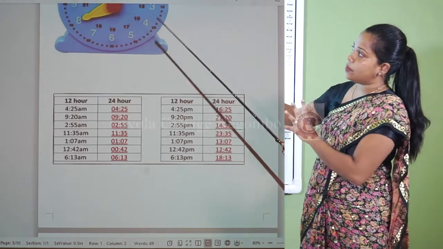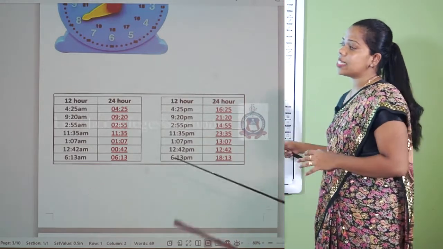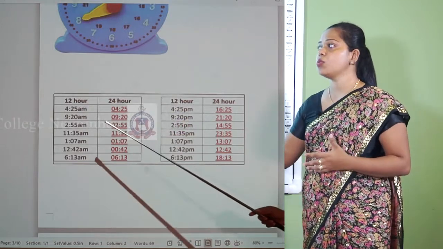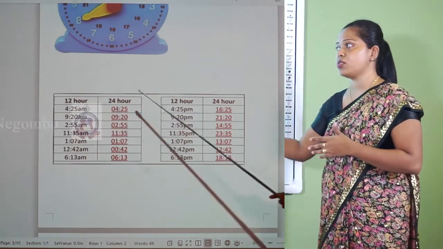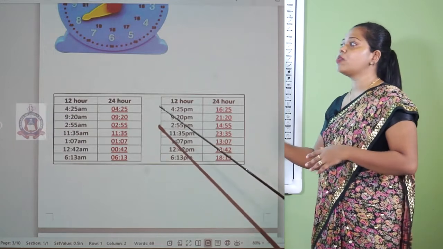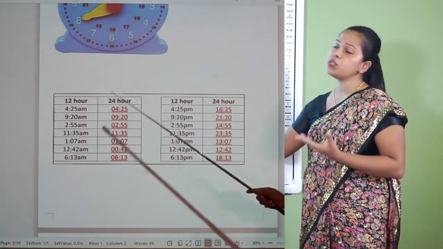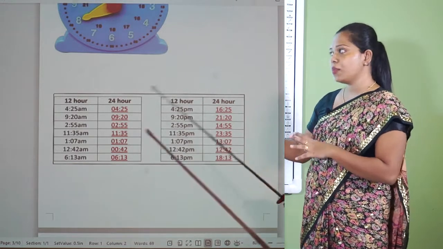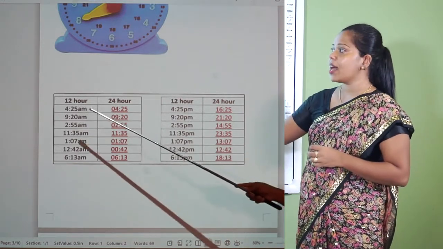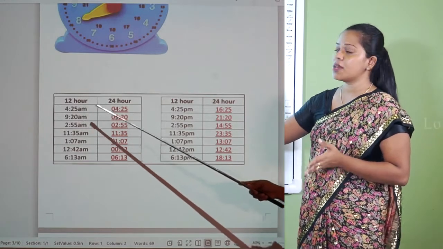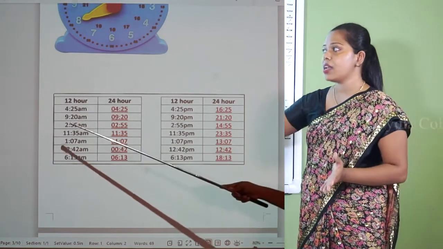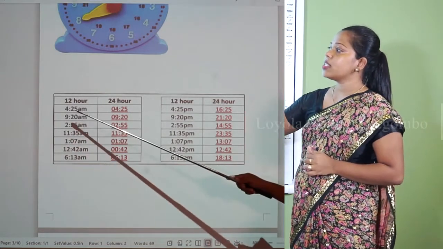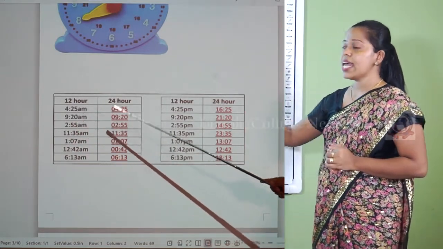We'll just skip this clock a bit and we'll move to this table. Here in part 1 also you learned how to convert 12-hour clock time into 24-hour clock time and how to convert 24-hour clock time into 12-hour clock time. You learned these conversions, so I'm going to remind you of a few conversions here. Here I have converted 12-hour clock time into 24, that means analog time into digital time. Here the time is 4:25 AM.